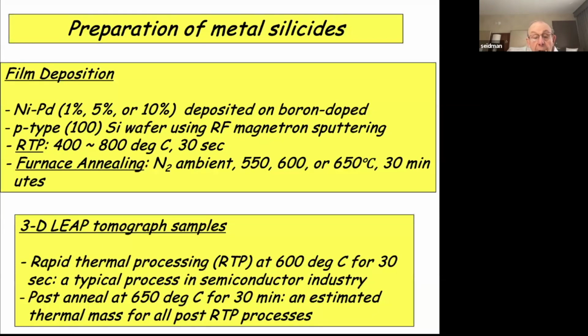So how do you make 3D LEAP tomograph samples? Well, what's done is what's called rapid thermal processing, at 600 degrees C for 30 seconds, which is a typical process in the semiconductor industry in the era that we studied these materials. And then you post-anneal at 650 degrees C for 30 minutes. So that's the estimated thermal mass for all the post-RTP processes.